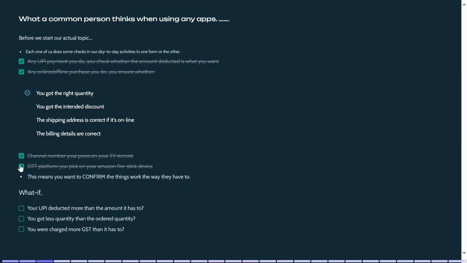So the basic need to confirm that things are working as expected is at the core of our daily experience with technology. Okay, let's say, imagine if your UPI app deducted more money than it should.